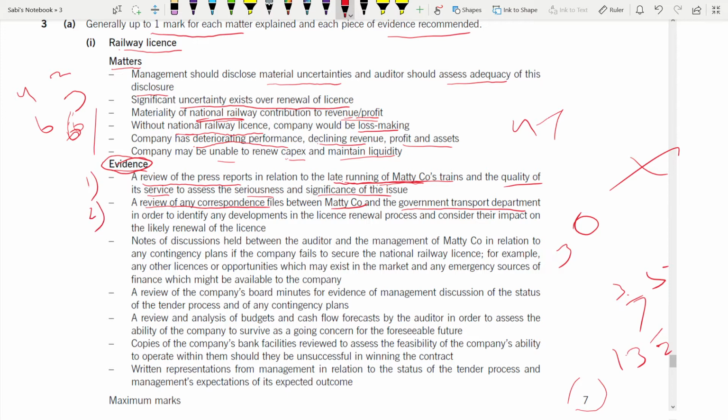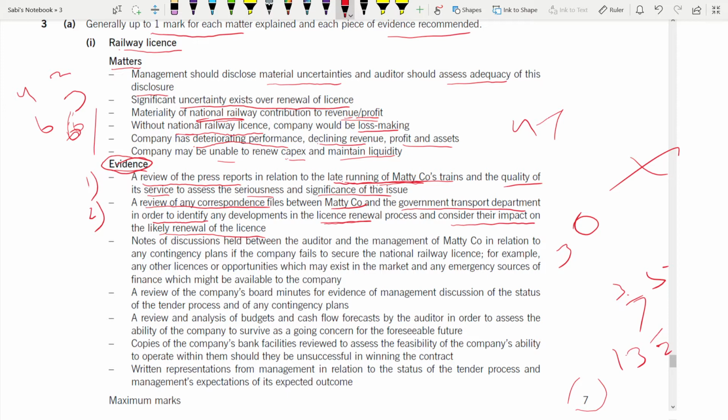So a review of correspondence. Why? In order to identify. So this is the reason. You have to give an evidence reason. In order to identify any developments in the license. Who will be giving you the license? The government, right? So there should be some review of correspondence between these two that you should be reviewing. Because then only you can identify what is the status of the license renewal, whether any development is there or not in the license renewal process, and consider their impact on the likely renewal of the license. Through this, you can understand how likely the license is going to be renewed.